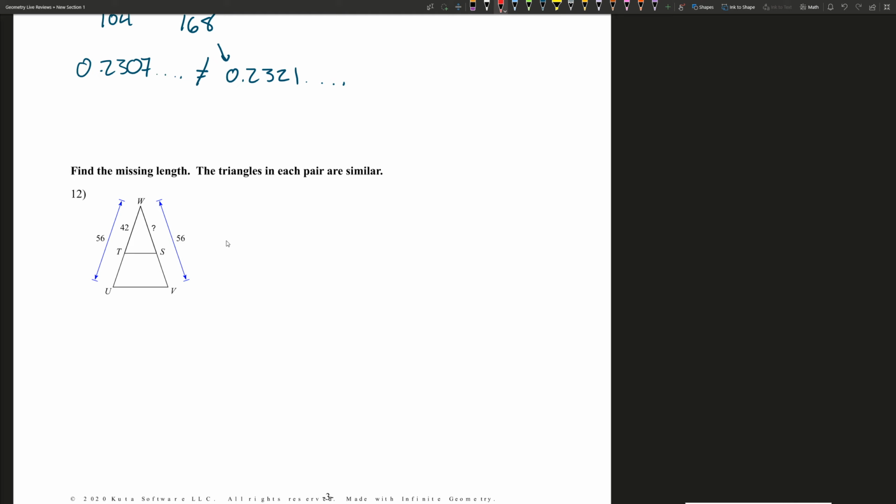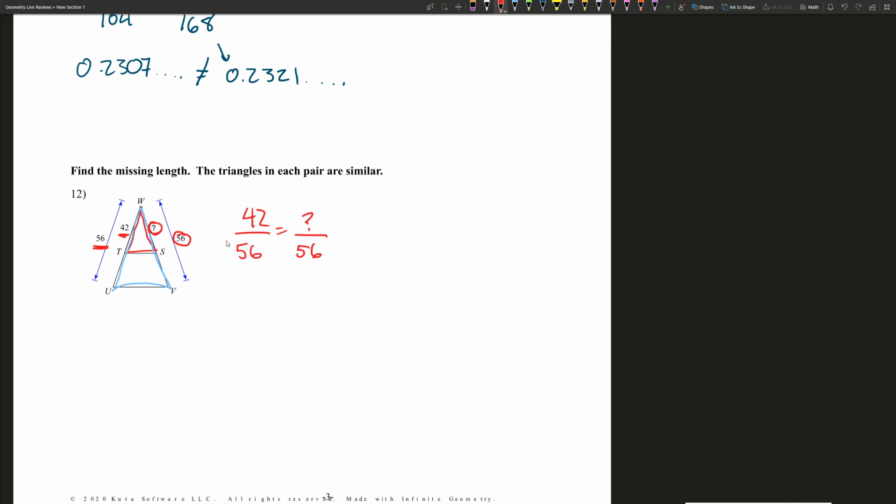There's 2 triangles. They're this smaller W2S, and then there's the bigger WVU. They both share a common angle. We're given that they are similar. So we know that their sides are proportional, right? So 42 corresponds to 56. That's this side corresponds to this side. And this side, this unknown side, will correspond to 56.